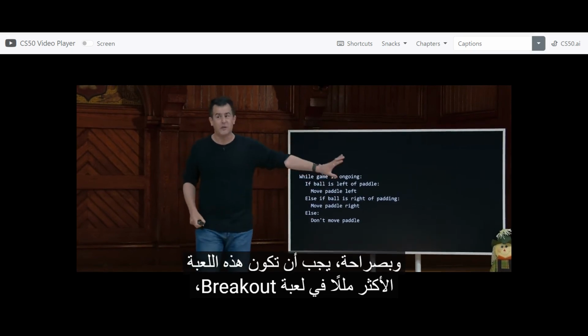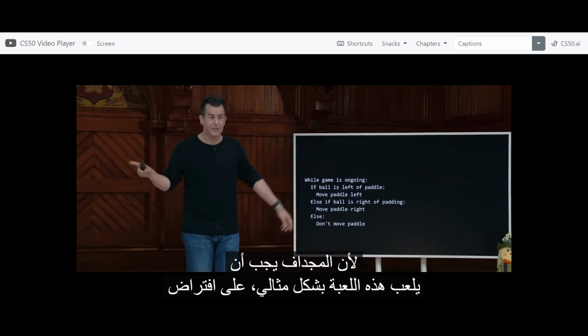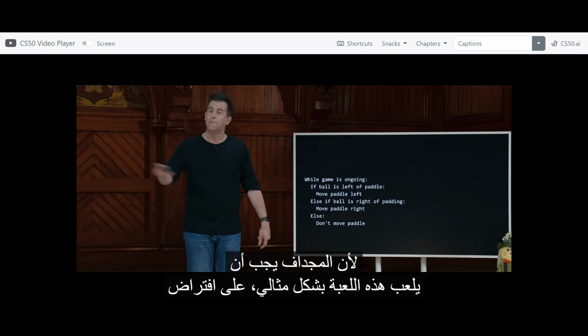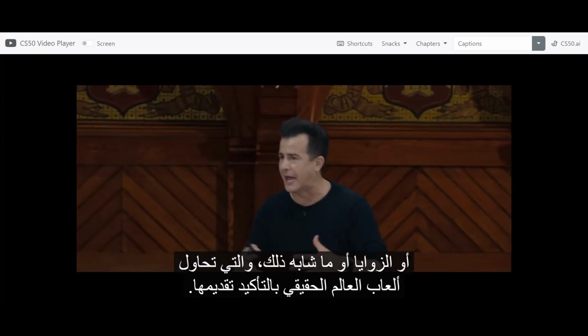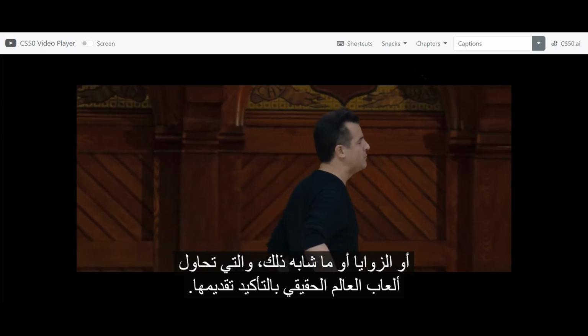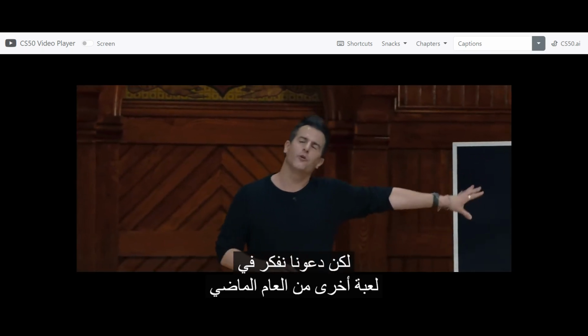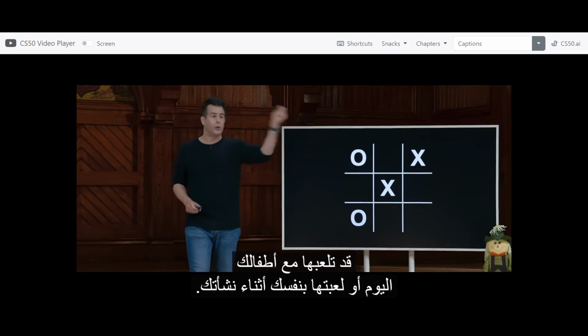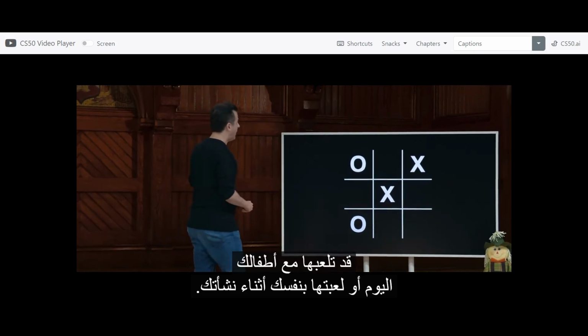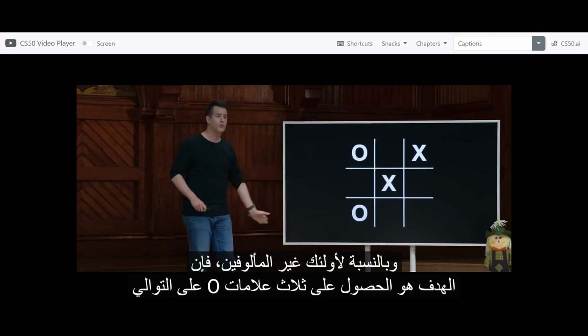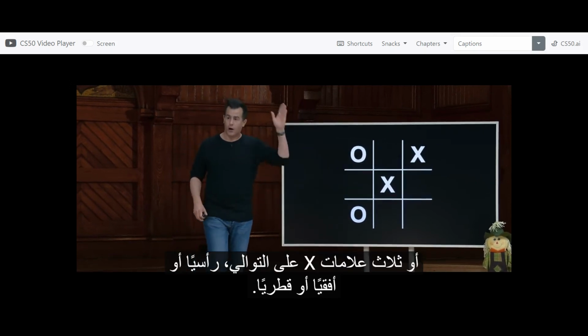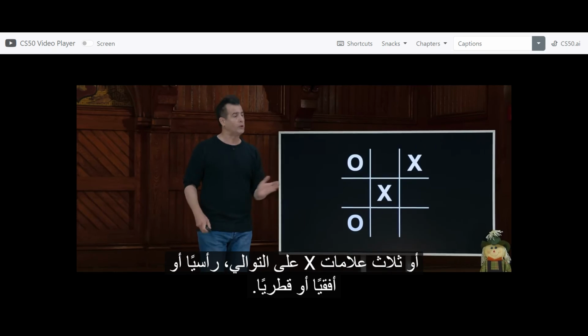And frankly, this should be the most boring game of Breakout because the paddle should just perfectly play this game, assuming there's no variables or randomness when it comes to speed or angles or the like, which real world games certainly try to introduce. But let's consider another game from yesteryear that you might play with your kids today or you did yourself growing up. Here's Tic-tac-toe. And for those unfamiliar, the goal is to get 3 O's in a row or 3 X's in a row, vertically, horizontally, or diagonally.